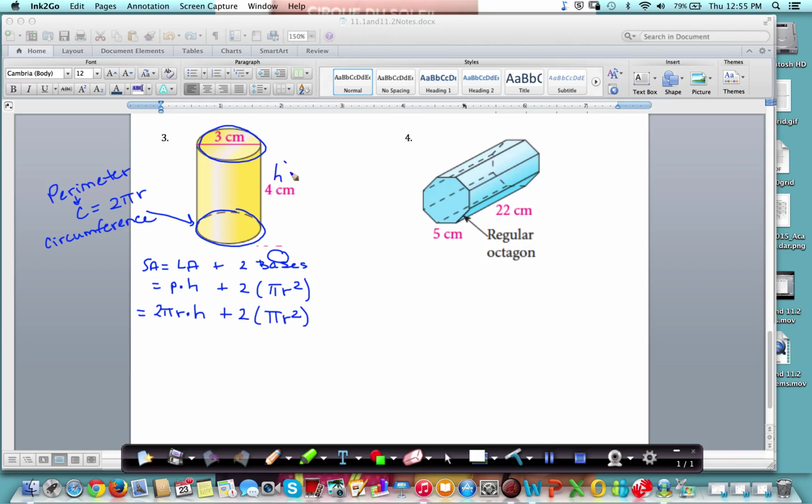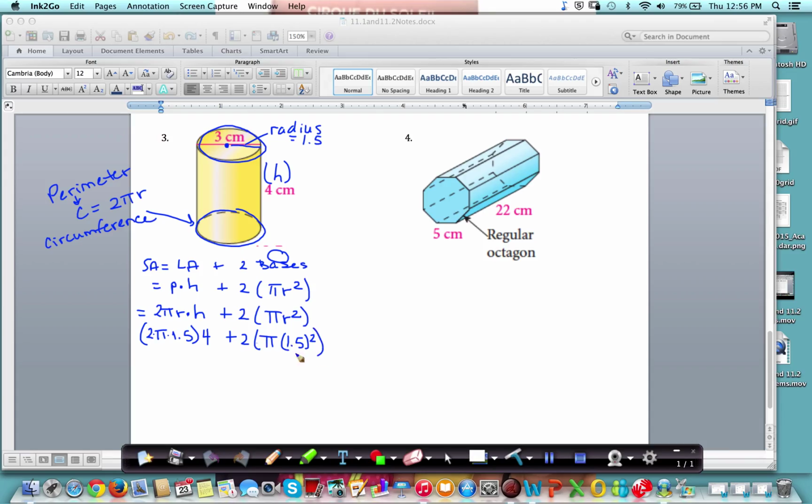So here's our height. And if this whole thing is 3, then the radius is going to be half of that, which is going to be 1.5. Now I just have to plug it in and chug out the answer. 2 times pi times 1.5 times the height, 4. Okay, plus 2 times pi times the 1.5 squared.